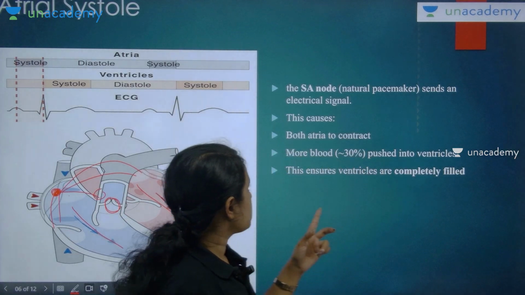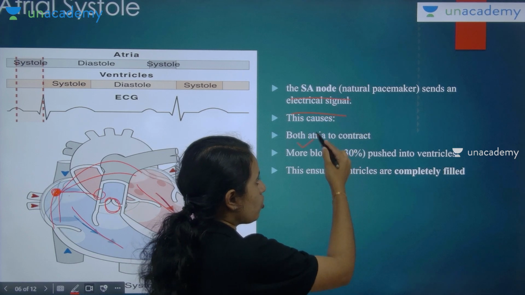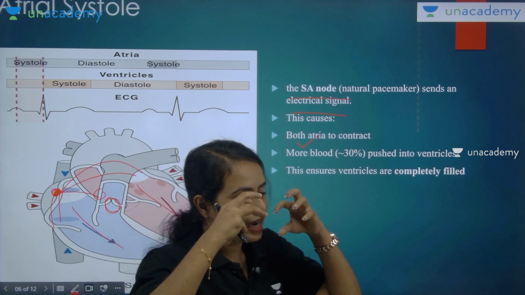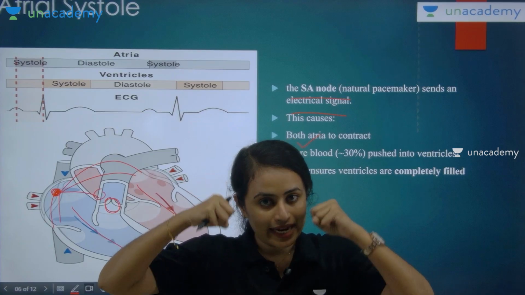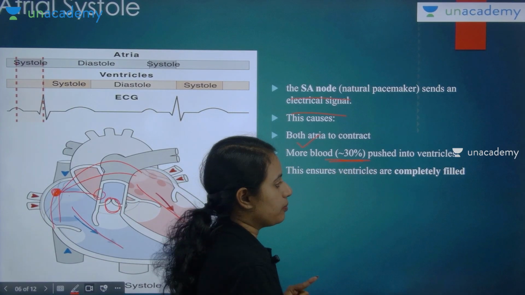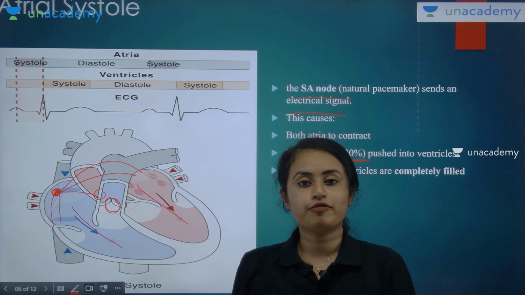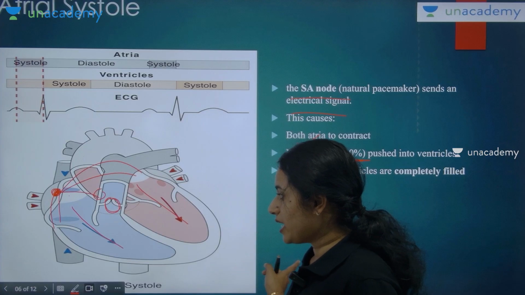Clear? Here you can see the sinoatrial node generates an action potential. This causes both atria to contract, and all the blood which is present in the atria moves on to the ventricles. A 30% increase in blood will take place at this time. So this is completely a filling phase of the cardiac cycle.